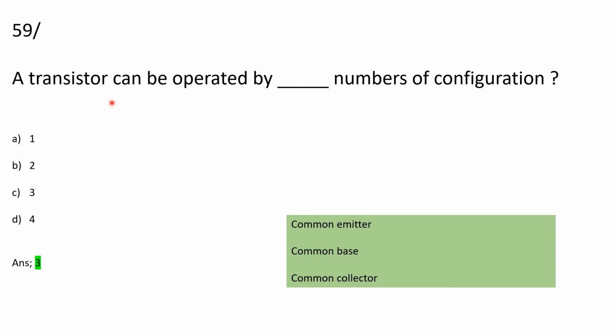Then a transistor can be operated in how many configurations? And the options are 1, 2, 3 and 4. And here the correct answer is 3. And the configurations are common emitter, common base and common collector.